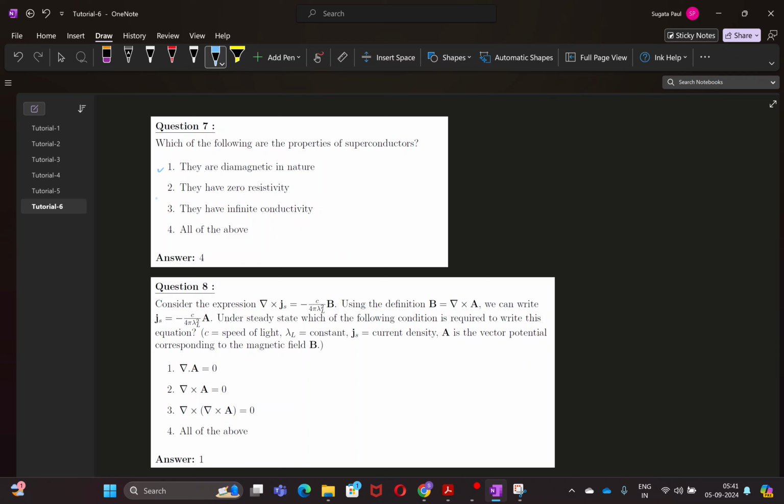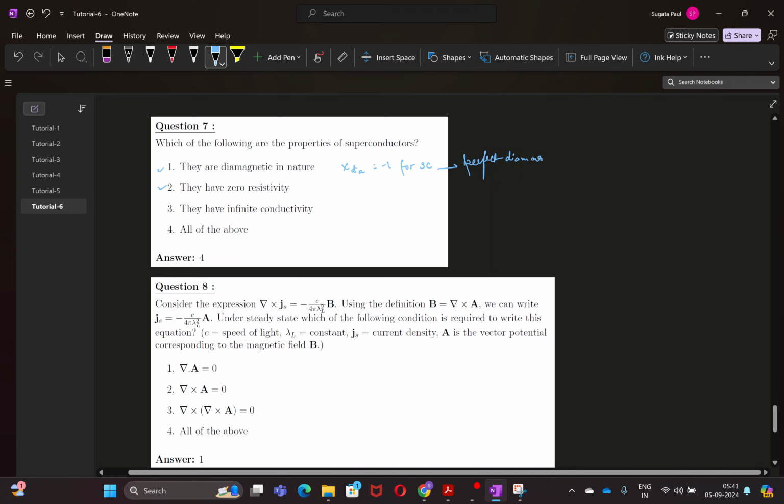Second one is they have zero resistivity. This is also true because in superconductivity rho tends to 0 as T goes below Tc. So the first one is true because in the superconducting state the diamagnetic susceptibility equals -1 for superconductors. So they are perfect diamagnets. Second one is they have zero resistivity, means in the superconducting state at T less than Tc, the resistivity rho tends to 0. That means the resistivity becomes so small that it is below the measurable limit. That is why we assume that they have zero resistivity in the superconducting state.